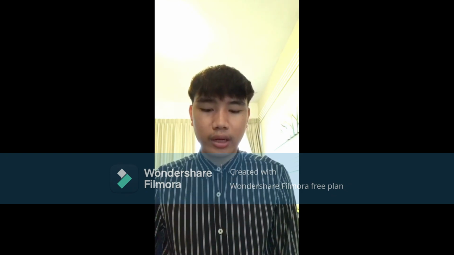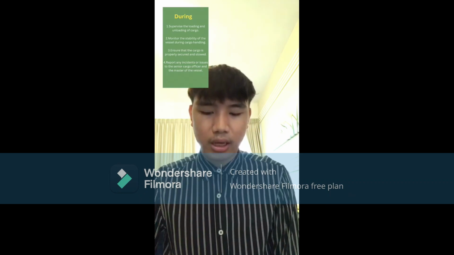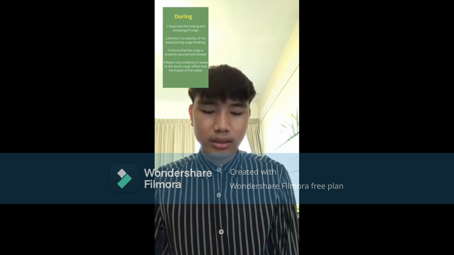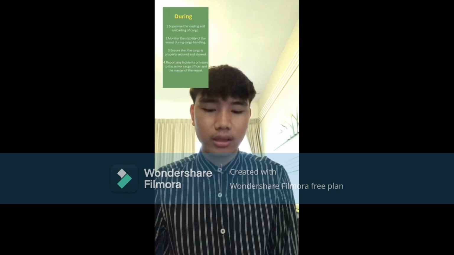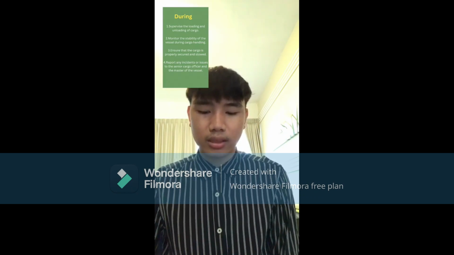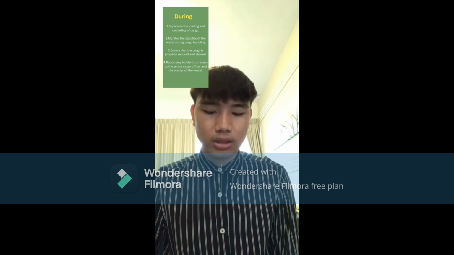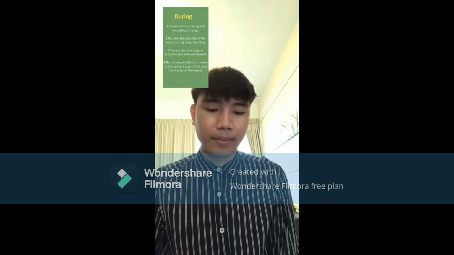Right now is during. Supervise the loading and unloading of cargo. The second one is monitor the stability of the vessel during cargo handling. The third one is ensure that the cargo is properly secured and stored. Lastly, report any incidents or issues to the senior cargo officer and the master of the vessel.